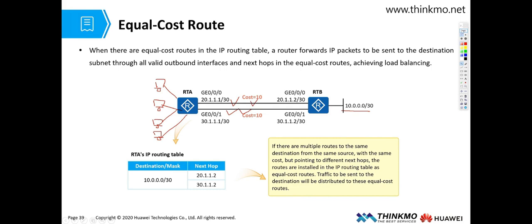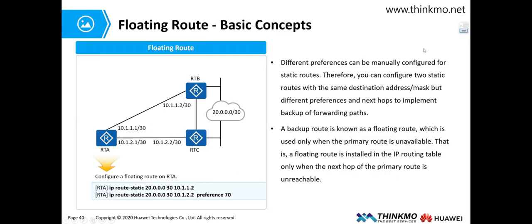Now, if I usually want it to take one route and use the other as a backup, then we need floating routes. Here, for our static routes, we can set different priorities to make it prefer one route. Here we can configure the same destination address and the destination's wildcard. One route goes to RTB at 10.1.1.1, and another goes to RTC at 10.1.2.2. However, here, I want it to prioritize RTB with RTC as a backup.